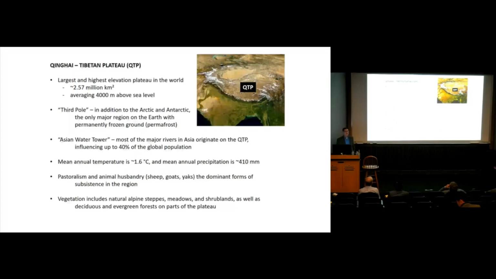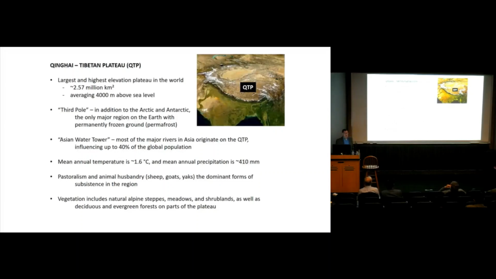I have a few slides on the Tibetan Plateau because it's an area that I'm interested in to some degree. It's the largest and highest elevation plateau in the world, 2.5 million square kilometers of area, averaging 4,000 meters above sea level. We refer to it as the 3rd pole, in addition to the Arctic and the Antarctic. The next slide is a map of permafrost, but the Tibetan Plateau is the only major region on Earth with permanently frozen ground other than the Arctic and the Antarctic.